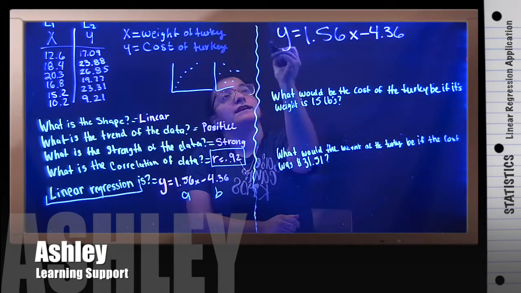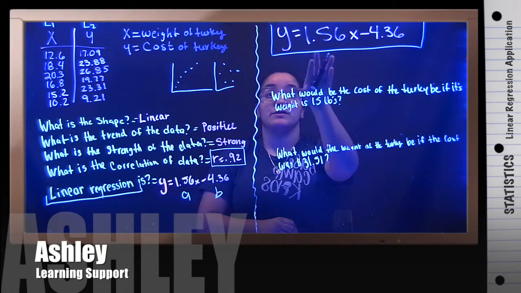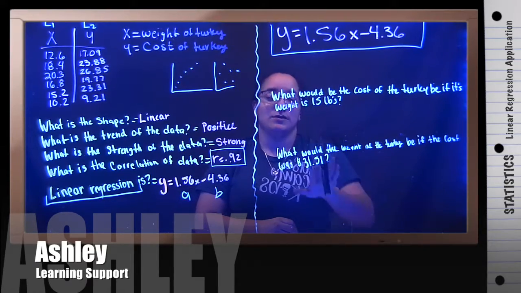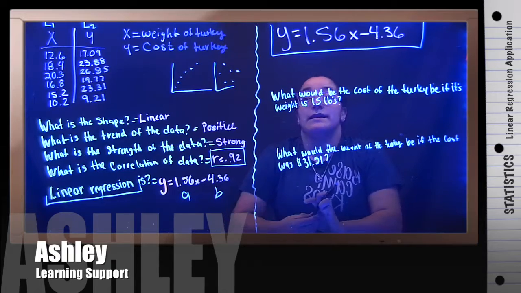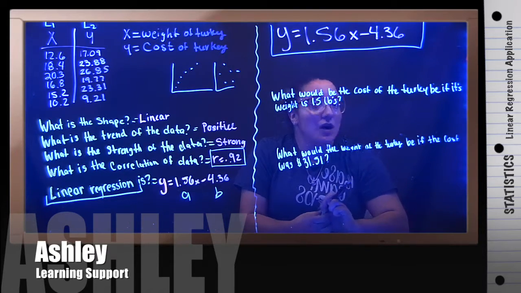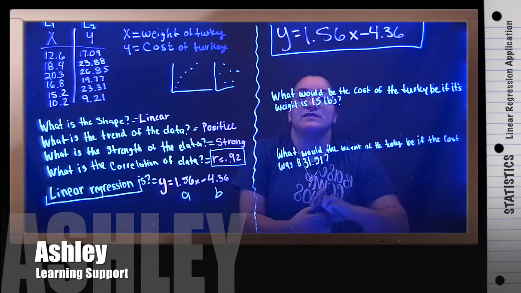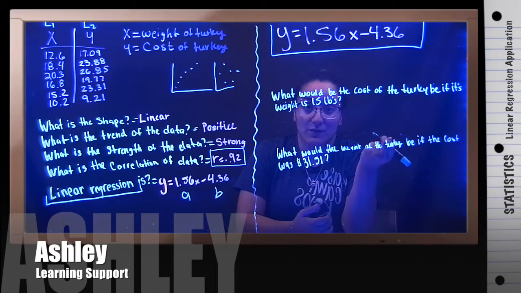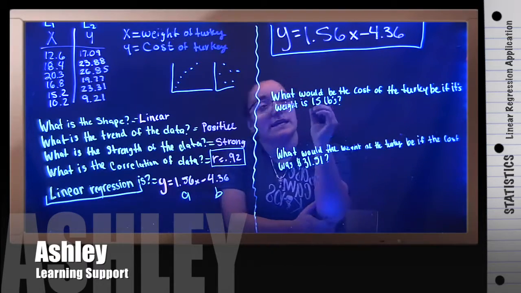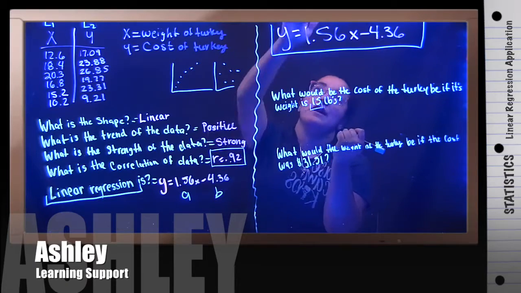Now, all of it together would be this formula right here. Now you're going to use this formula to answer these two questions. The first question would be, what would the cost of the turkey be if its weight is 15 pounds? Now, you're going to take this 15 right here and plug it in for X.